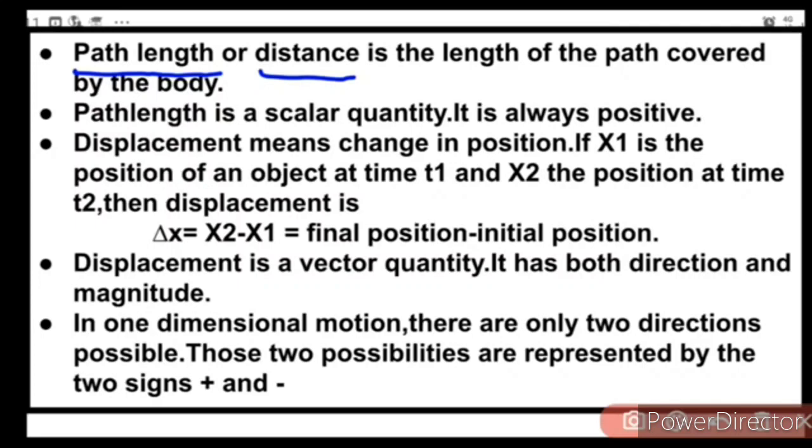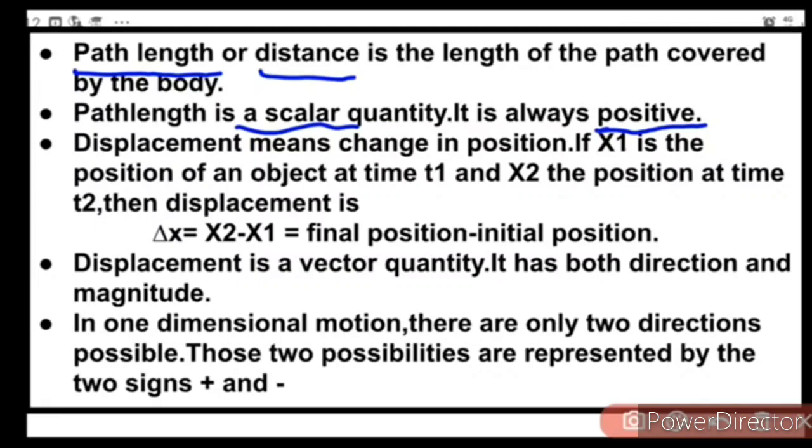And what type of quantity is it, scalar or vector? What do you mean by scalar and vector quantities? The quantities which do not require direction, or the quantities which have magnitude alone, such quantities are called scalar quantities. And vector quantities means they have both direction and magnitude. Such quantities are called vector quantities. So path length or distance is a scalar quantity and it will always be positive. We'll explain it with the help of an example.